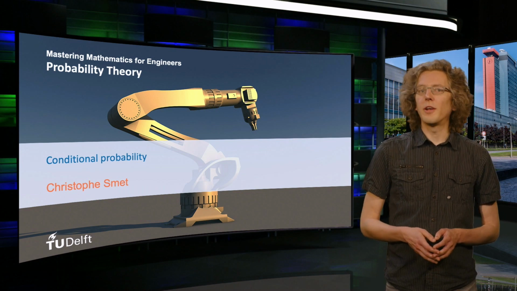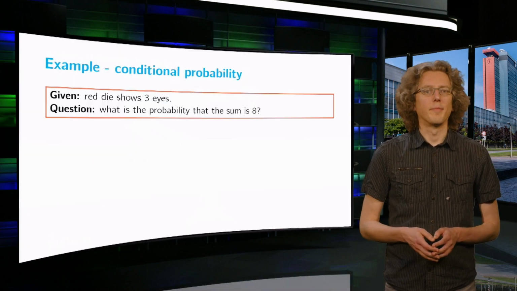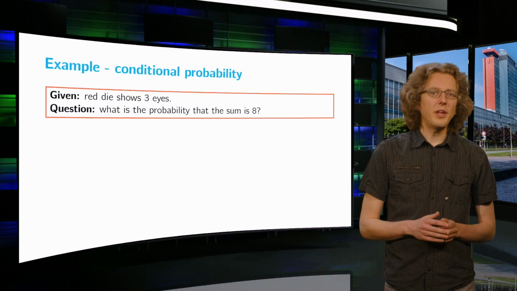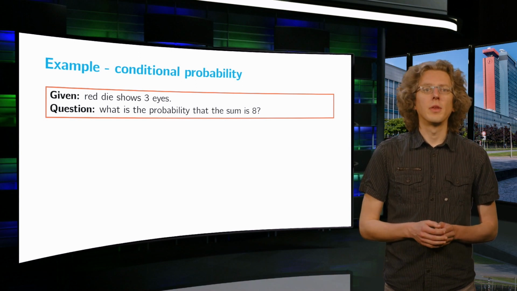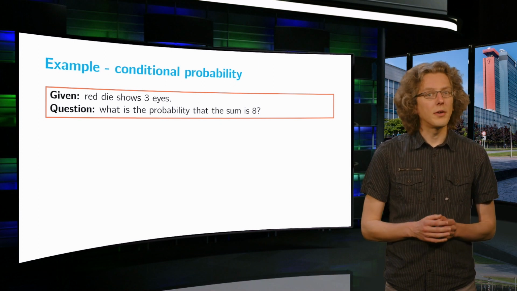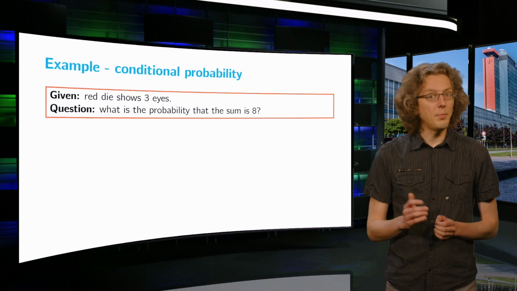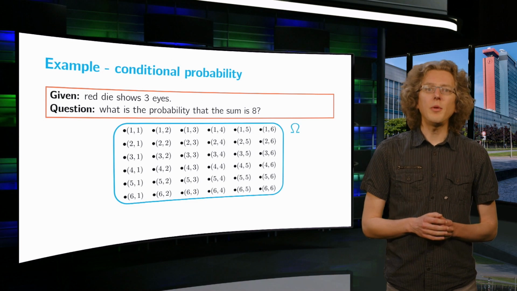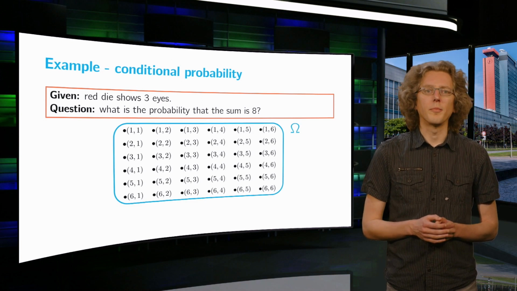Let's continue rolling our red and blue dice. Assume we know that the red die shows 3 eyes. What is then the probability that the sum of the dice equals 8? Well, let's look at our sample space again. And then we can solve this quite easily.